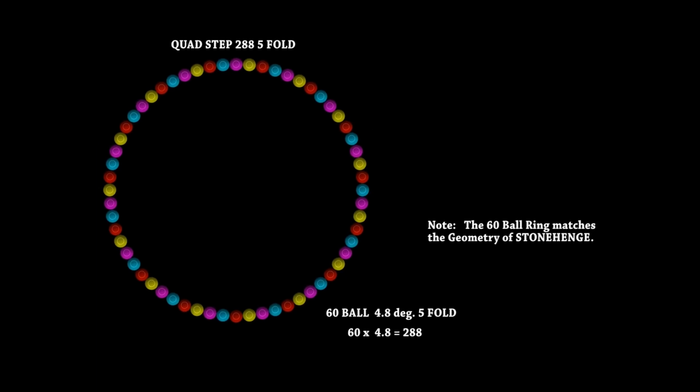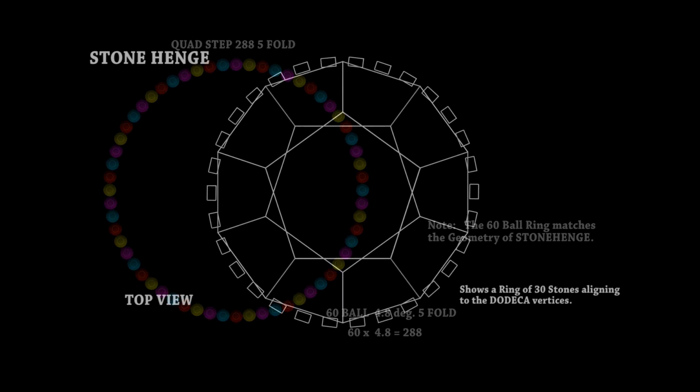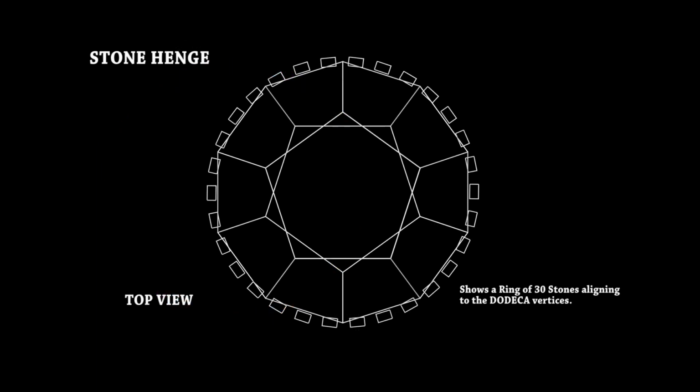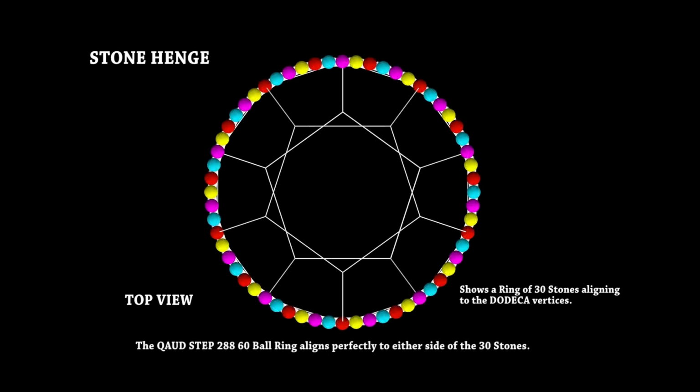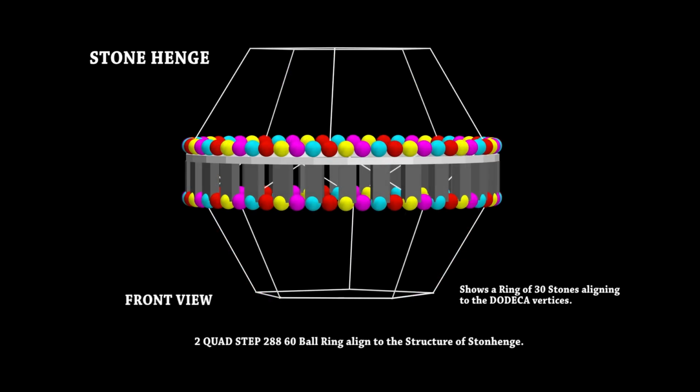The ancient Celtic people knew something about this 60 ball ring. Now in front I show how the 30 stones are lining up to the vertices of the Dodeca. Now take a look at the quad step 60 ball ring, and you can see that the 60 balls align both sides of the 30 stones. Now let's take a look at the front view. And now you can see that the structure of Stonehenge aligns up to the 3D geometry of the Dodeca as shown.